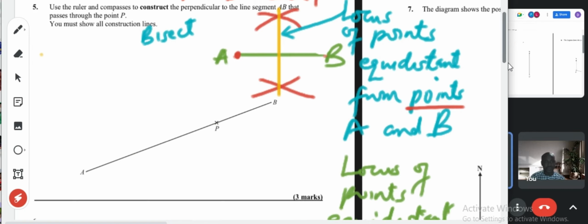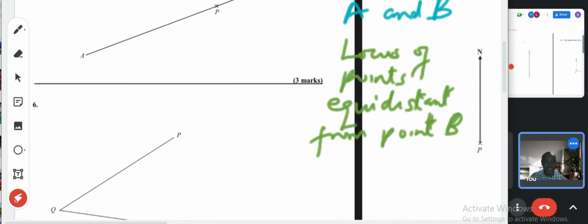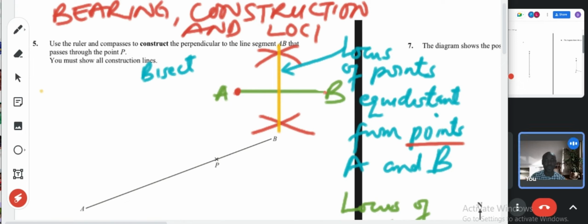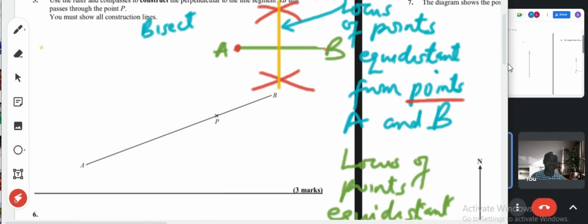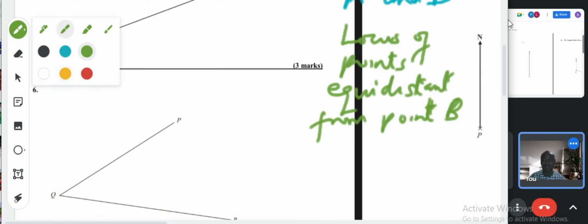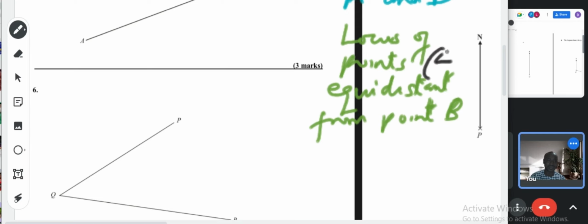Now, if it is locus of point equidistant from only point B, are you listening? Only point B. Now you place your compass at B and draw a circle of a radius. How do you know what the radius is? The radius would have been stated. They could say locus of point 4 centimeter, for instance, equidistant from point B.